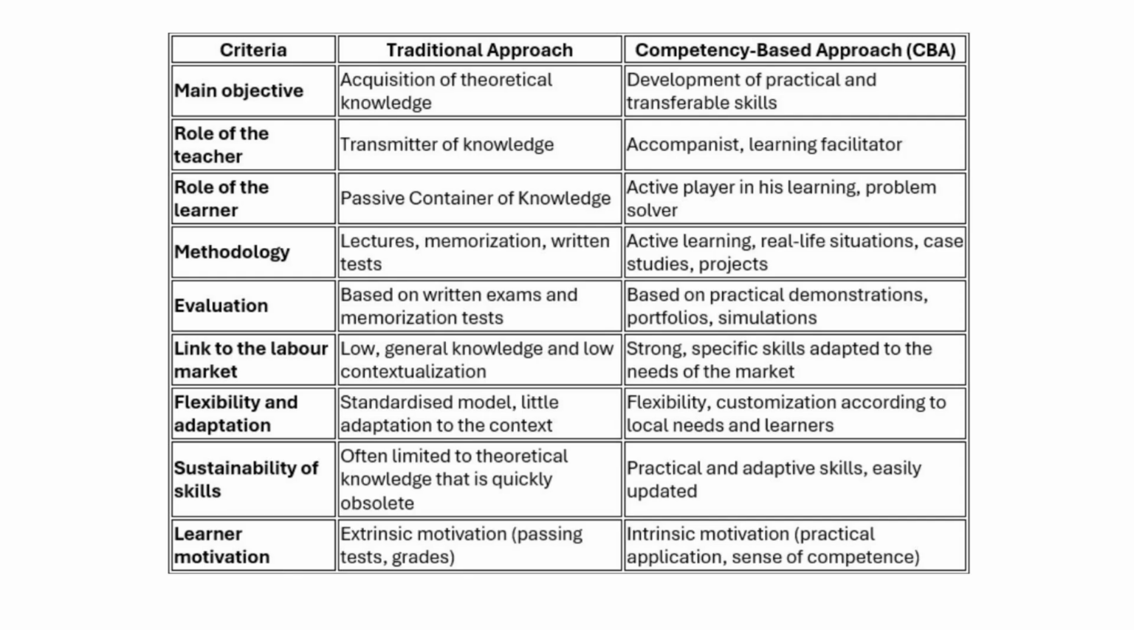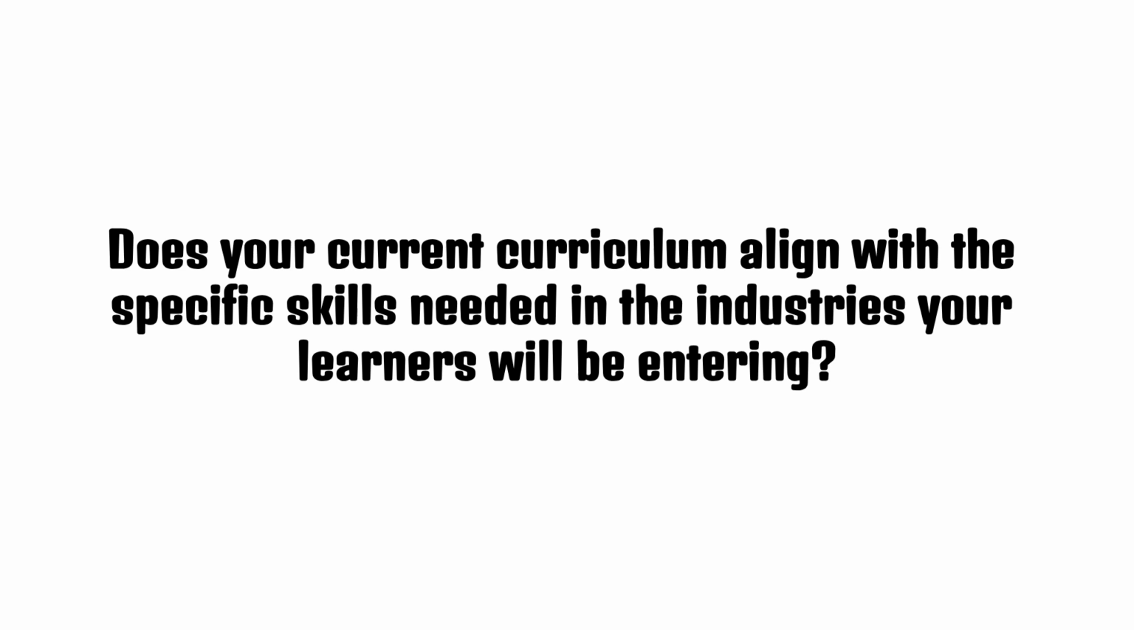Link to the labor market. In the traditional model, the knowledge passed on to learners is often general and lacks direct links to the labor market. This can leave learners unprepared for specific industry needs. CBE, however, is closely tied to the demands of the labor market. It focuses on teaching strong, specific skills that are in demand by employers, making the transition from education to employment smoother. Does your current curriculum align with the specific skills needed in the industries your learners will be entering?